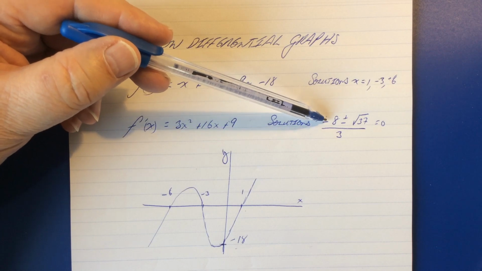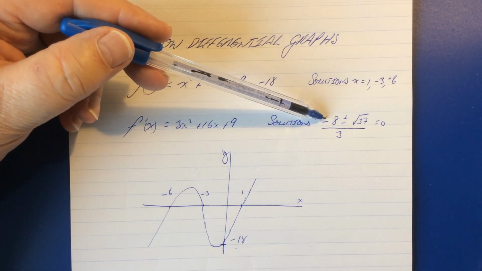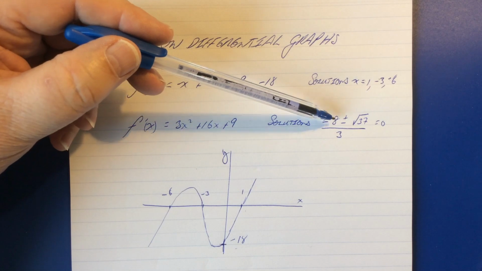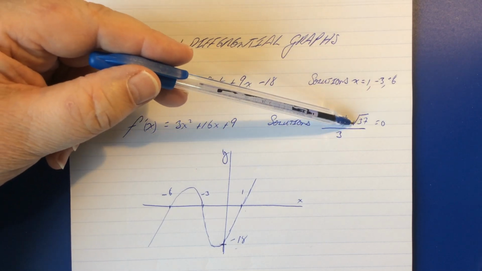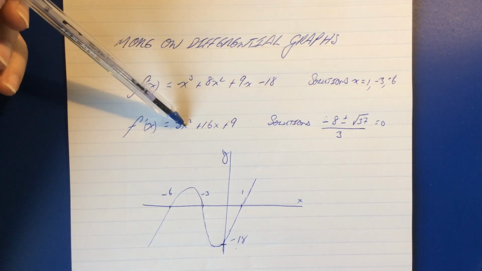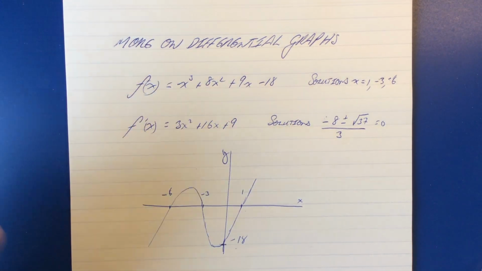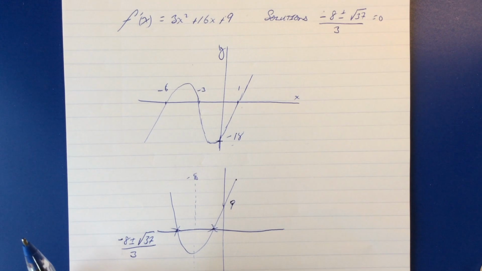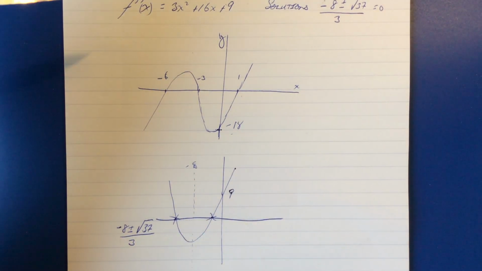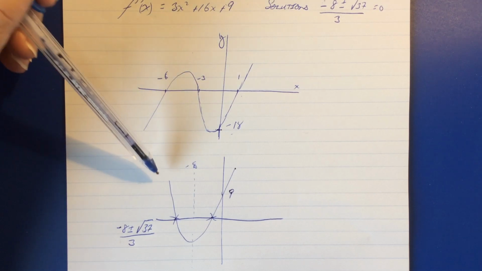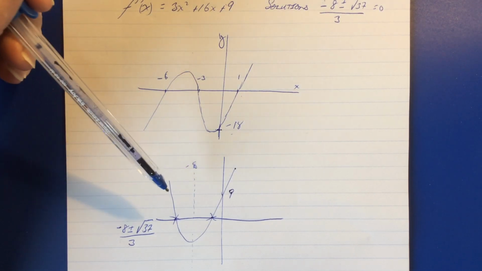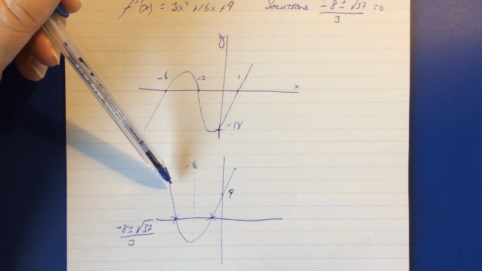Trust me, you don't want to see me do this. It's just going to soak up a lot of time. It's negative 8 plus or minus root 37 on 3. That is where this graph hits the x-axis. So let's have a look at that graph and compare it to the graph of the cubic from which the function that gave us this comes. What does it tell us?